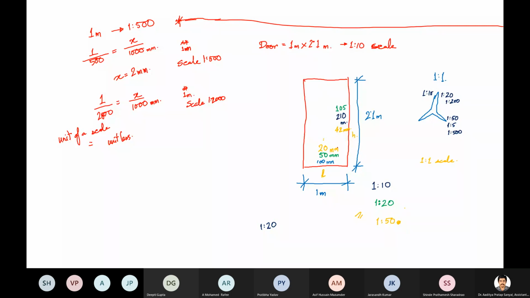Seema, you're able to understand? Yes, sir. If I try to see at 1 is to 1 scale, that ruler will actually show me this as 20 mm, whereas it represents 1 meter.